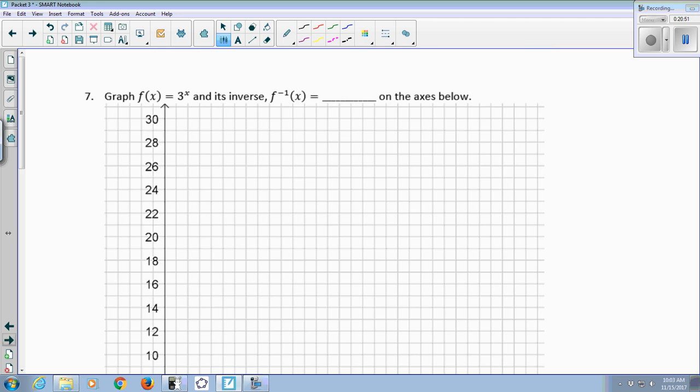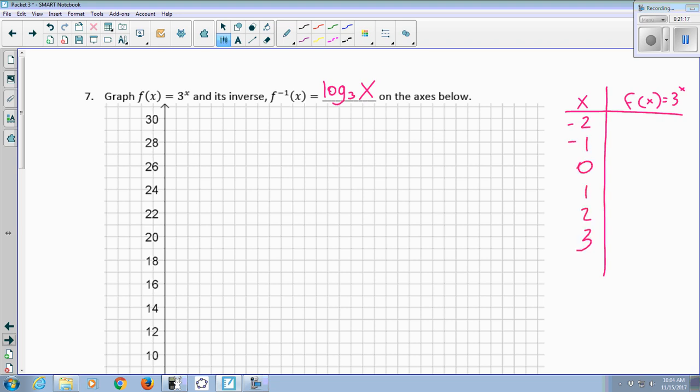All right, I'm going to graph 3 to the x and its inverse, f inverse of x, which would be log base 3 of x, on the axes. I'm going to plot some points, x and f of x, which is 3 to the x. Let's see, I'll do -2, -1, 0, 1, 2, 3. So 3 to the -2 is a ninth, 3 to the -1 is a third, 3 to the 0 is 1, 3 to the first is 3, 3 squared is 9, and 3 cubed is 27.